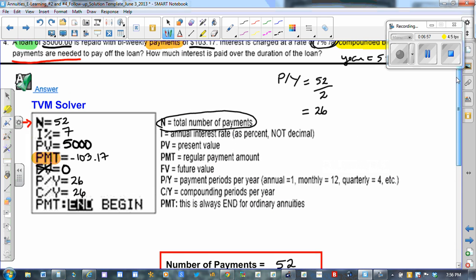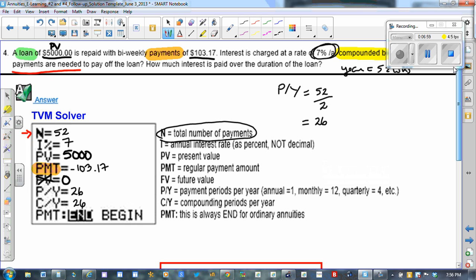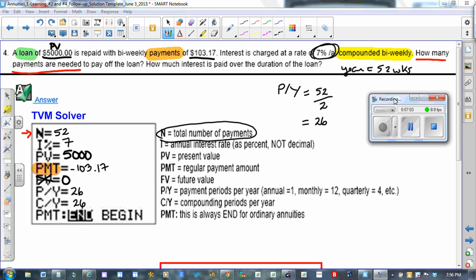So just a quick recap. Remember that loan problems are PV questions, and future value should be plainly stated in the problem if it is a future value question.